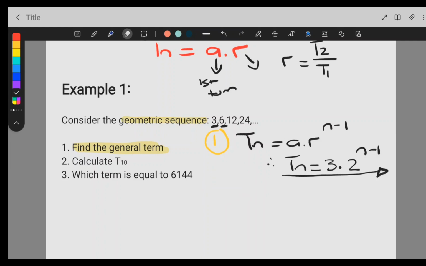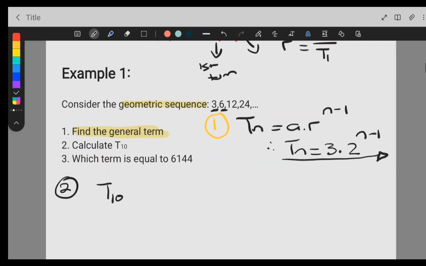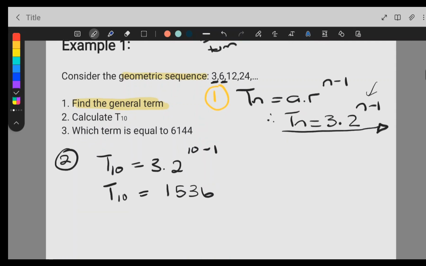The second question is calculate T10. So to calculate the 10th term, we simply sub in 10 in the place of n over here. So we take the general term and we make our n 10. And we get our 10th term to be equal to 1536. Okay, let's look at the last question, question 3.